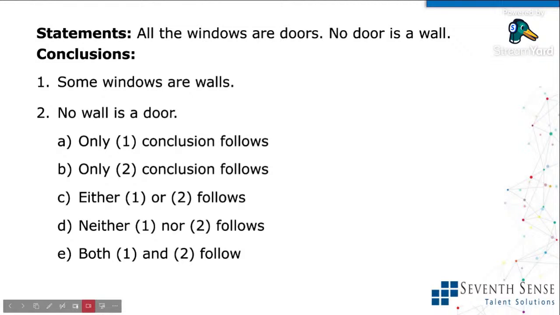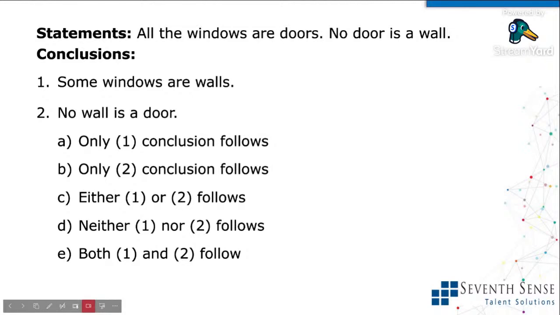Guys, these questions you can do on your own. You can create your own questions if you want. For example, the conclusion tells some windows are walls, no wall is a door. Correct? You can create some extra conclusions: all windows are doors, all windows are walls, some walls are windows, no window is a door. Like this you can create your own conclusions, and try to identify them and answer them.